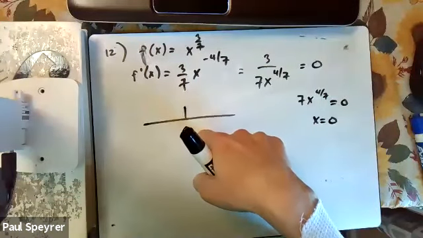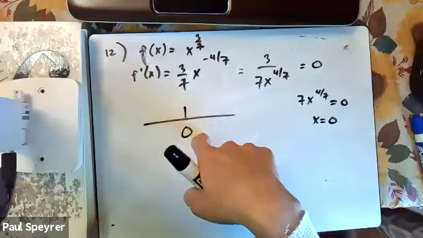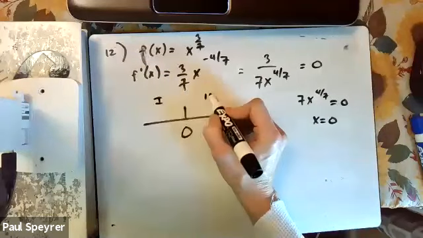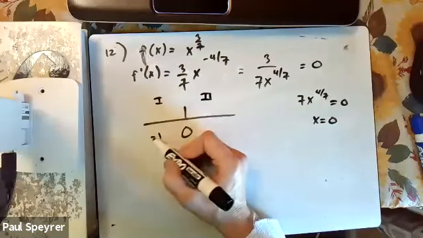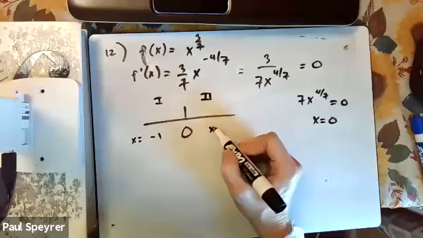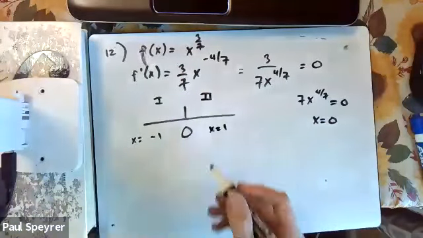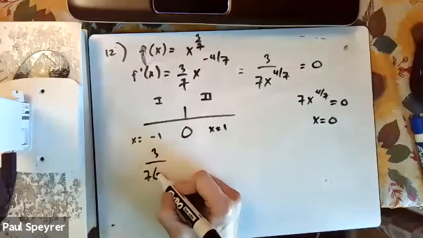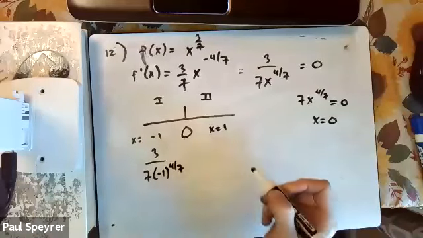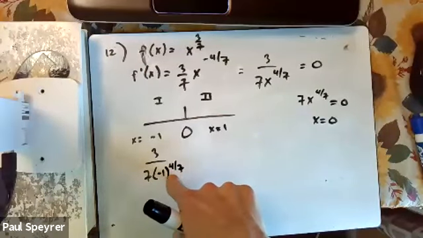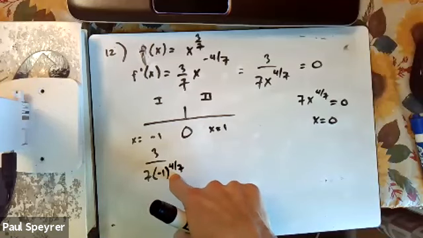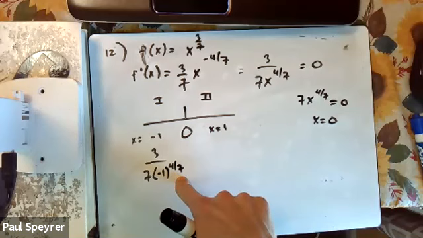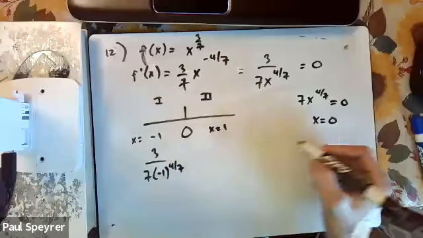So remember what we're doing now with this first derivative, that's going to tell us intervals on which it's increasing and decreasing, right? So in our first region, we can test -1. And then for the second region, we can test x equals 1. When you plug that in, we have 3/7 times -1 to the 4/7, right? Be careful right here. What does -1 to the 4/7 give us? It doesn't give us a negative number. Remember, this is like saying the 7th root of -1 to the 4th power, okay?